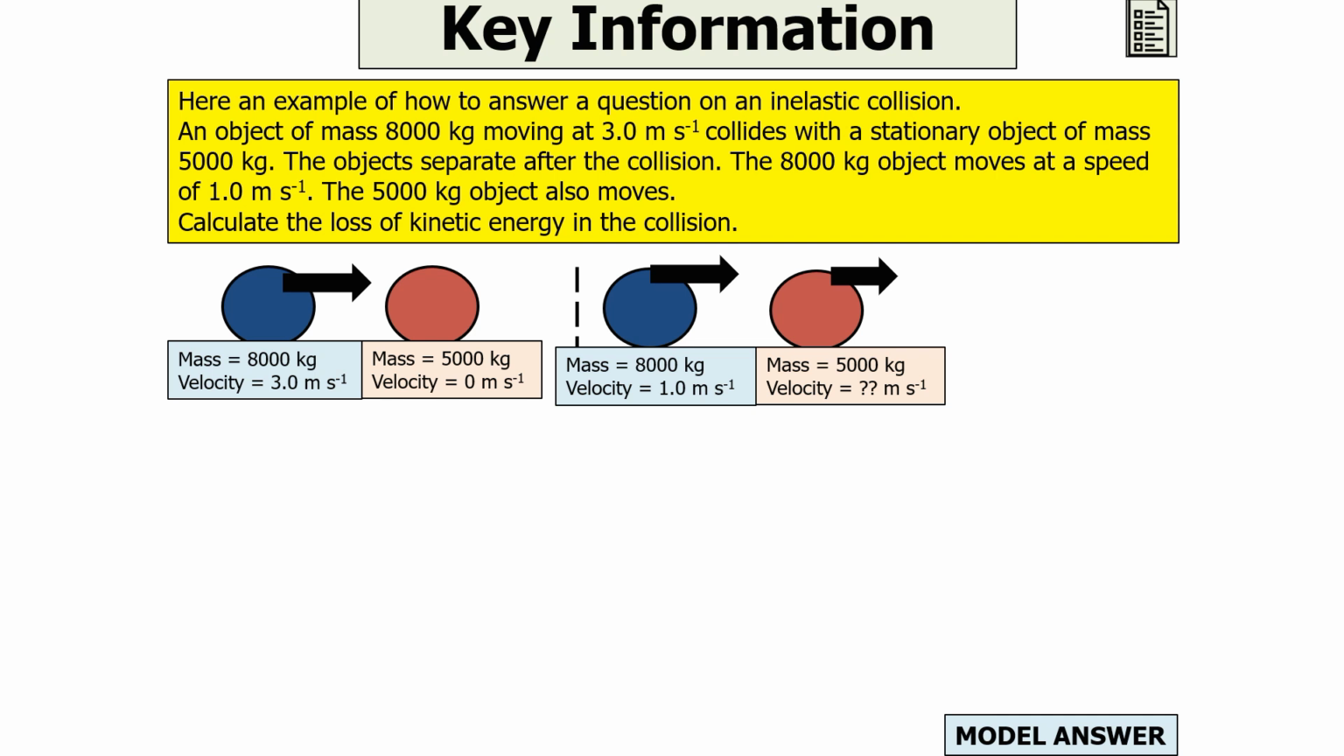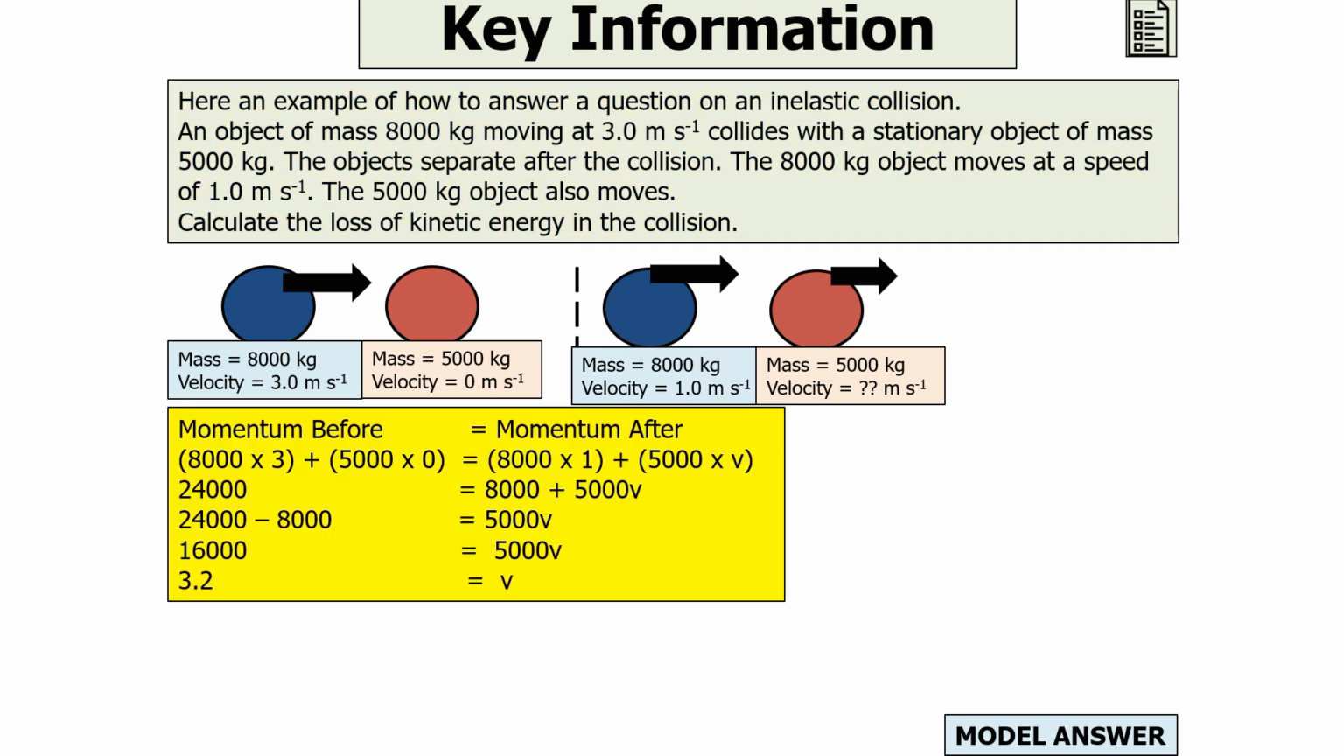The first thing you need to do is work out the term that is missing, which is the velocity of the 5,000 kilogram mass after the collision. We can use the conservation of momentum. We can say that momentum before equals momentum afterwards. So it's 8,000 times 3 plus 5,000 times 0 equals 8,000 times 1 plus 5,000 times v. We can work that through, and therefore we can work out that v is equal to 3.2 meters per second.